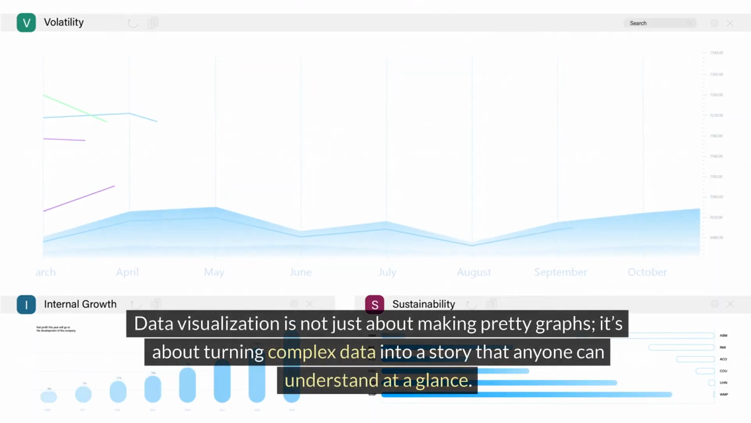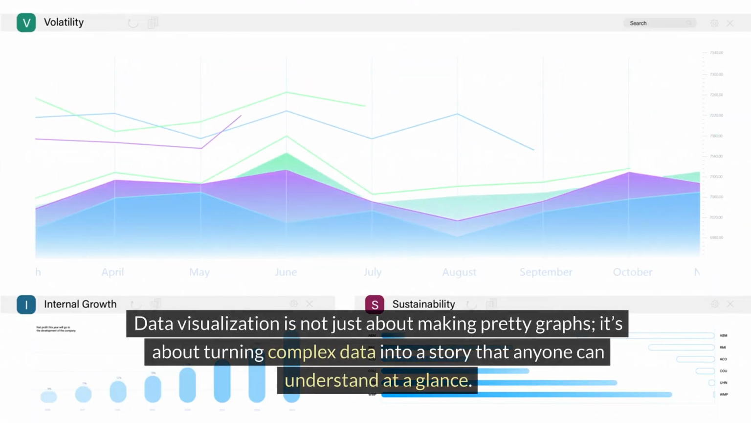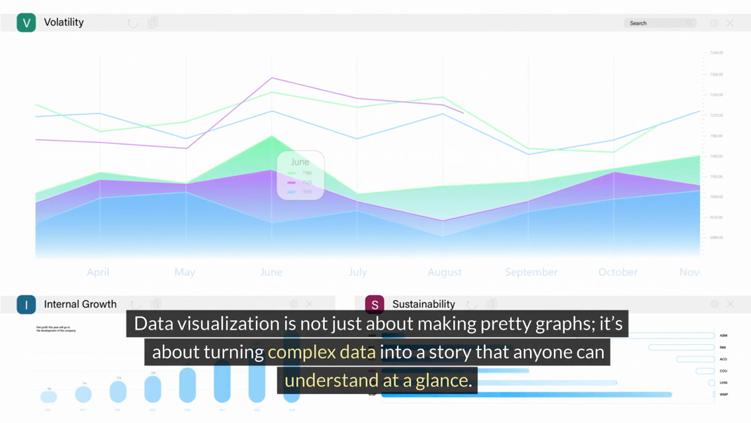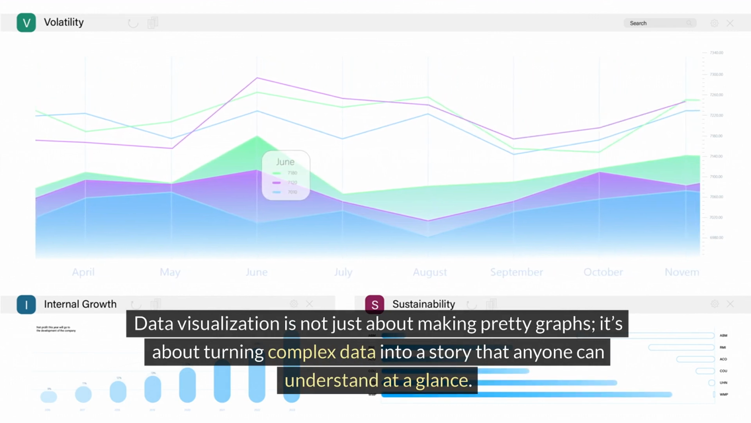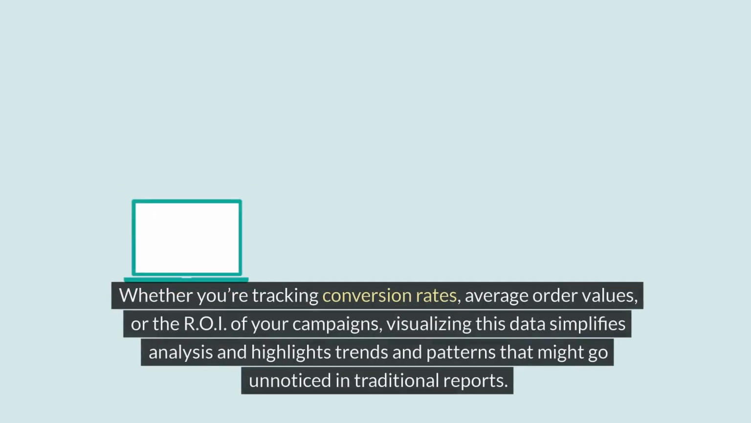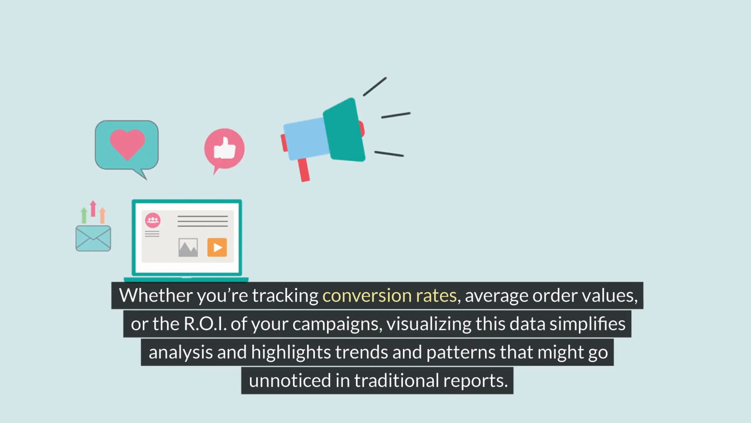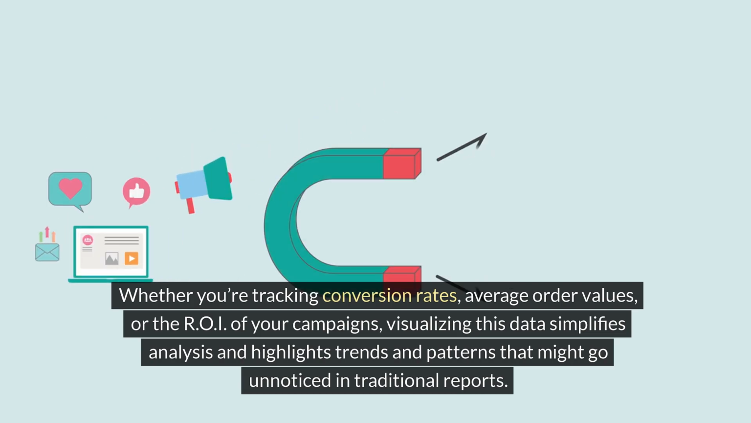Data visualization is not just about making pretty graphs. It's about turning complex data into a story that anyone can understand at a glance. Whether you're tracking conversion rates, average order values, or the ROI of your campaigns, visualizing this data simplifies analysis and highlights trends and patterns that might go unnoticed in traditional reports.